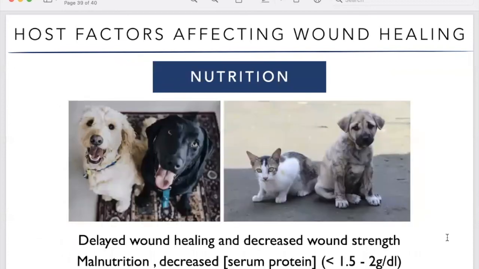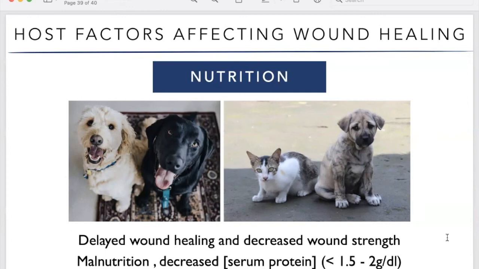Nutrition, of course. Your collagen fibers, your myofibroblasts, all the processes that we have discussed are based in nutrition. Your body would not be able to mount the certain level of fight and defense if they do not have good nutrition. Okay. Malnutrition, decreased serum protein, which could be less than 1.5 to 2 grams per deciliter, could delay the wound healing. It doesn't mean that it will not heal.